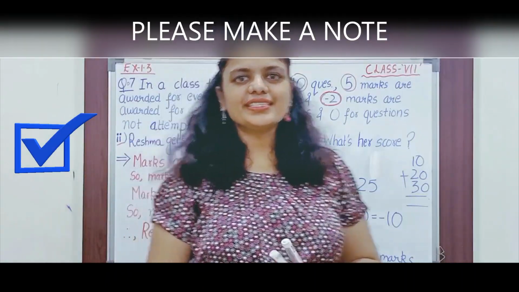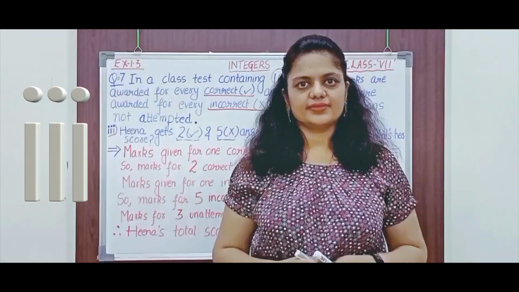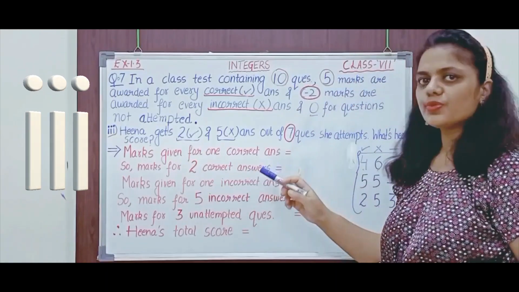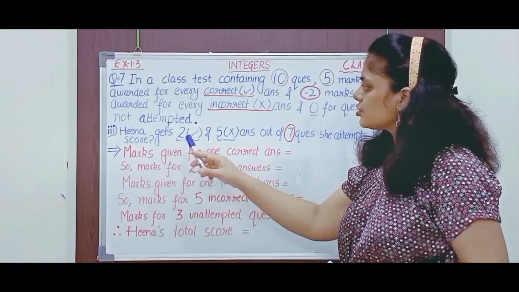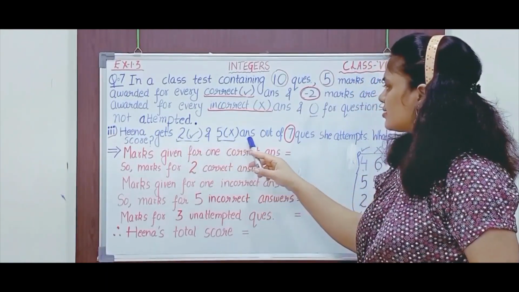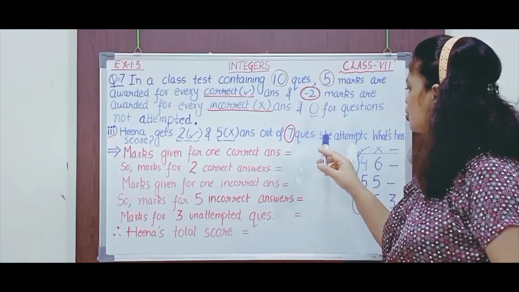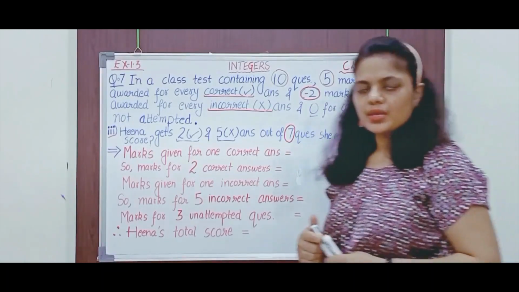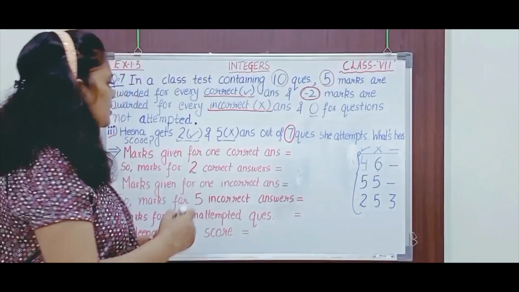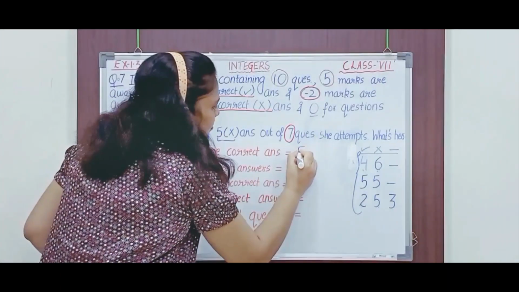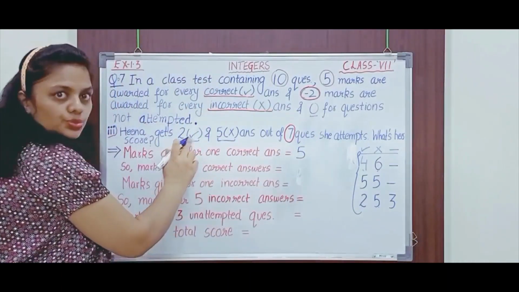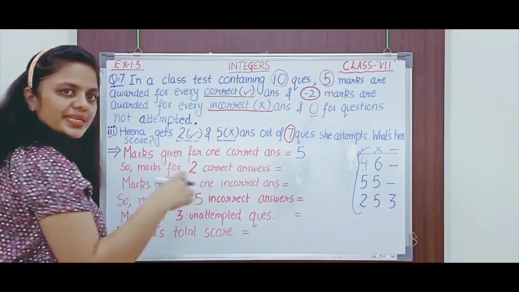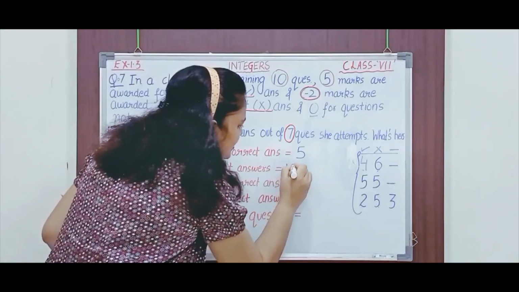You can make a note for this. Coming on to the third part of the same question, it says, Hina gets 2 correct and 5 incorrect answers out of 7 questions she attempts. What is her score? Now, what are the marks for one correct answer? 5. Since she got 2 correct answers, marks for 2 correct answers would be 2 into 5, which is 10.